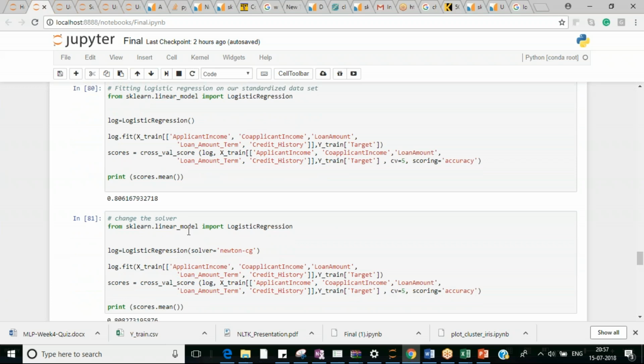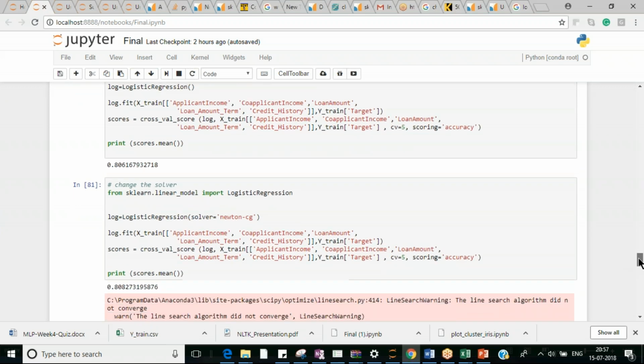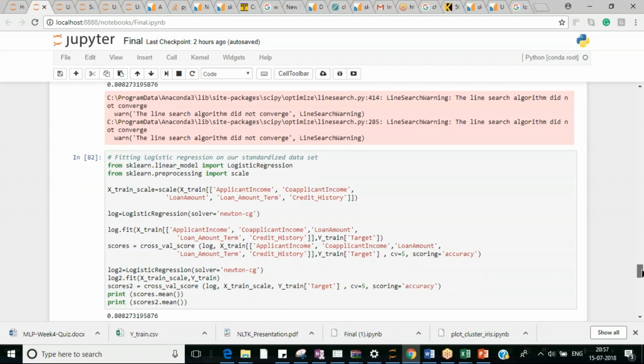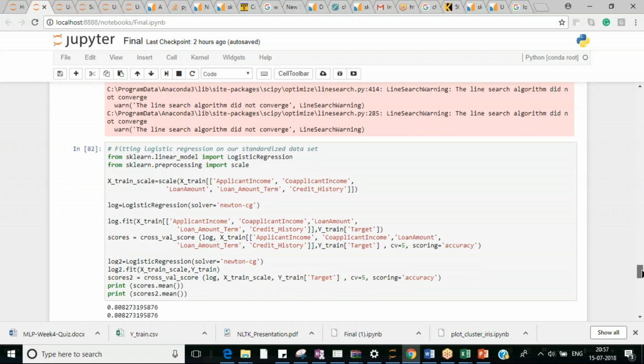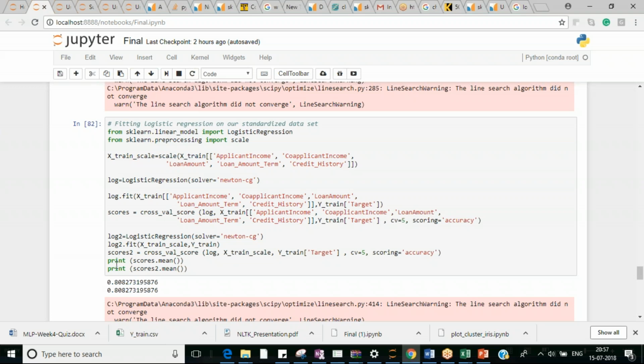Now I change the solver. Logistic regression has different types of solvers. We'll come to that, I'll show you the hyperparameter. It didn't change much, it's almost the same: it was 0.806 and it was 0.08. So what we have changed is a solver, and I'll tell you what a solver is. Now let's see how it improves after scaling. After scaling, you see it doesn't change that much.